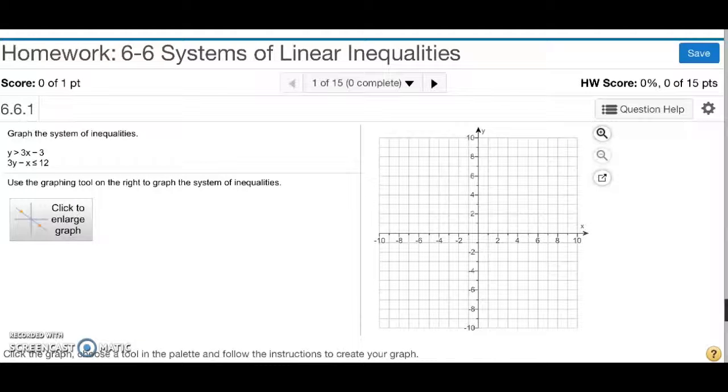Okay, we are going to be going through 6 systems of linear inequalities on MathXL. Number 1 is asking you to graph the system of inequalities. We first need to see if both inequalities are solved for y. The first one is solved for y. The second one isn't, so we have to solve it for y.